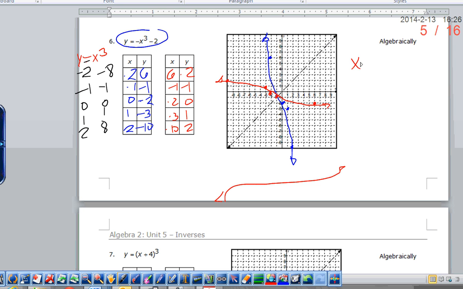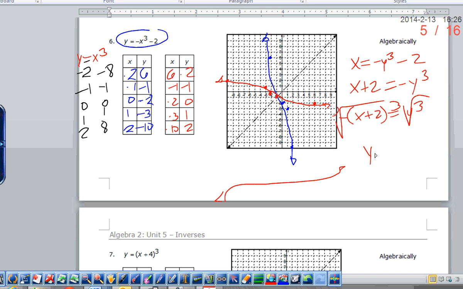All right, so let's solve algebraically. X equals -y cubed minus 2. Add 2, so x plus 2 equals -y cubed. Next thing I got to do, I got to get rid of this negative, so it's going to be negative x plus 2 equals y cubed. Last thing, take the cube root, take the cube root. So y equals, and when we take the cube root, we don't need the plus or minus there, because we can take the cube root of any number. So cube root of -x plus 2, all underneath the radical.